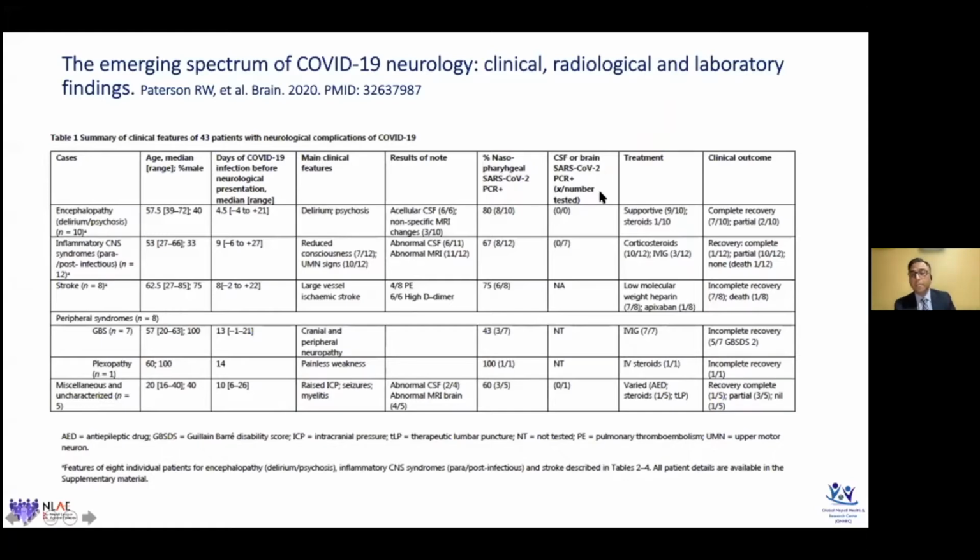All right, so if you look at the treatments here, we can see that the treatments were mainly supportive, and patients were treated with corticosteroids and low molecular weight heparin, with IVIG and IV steroids. Most of them had a good recovery.